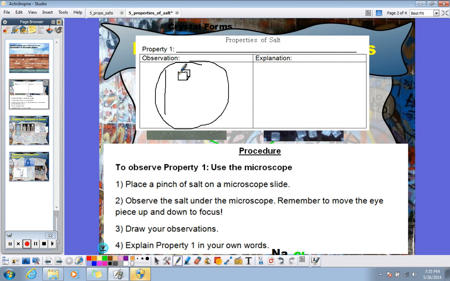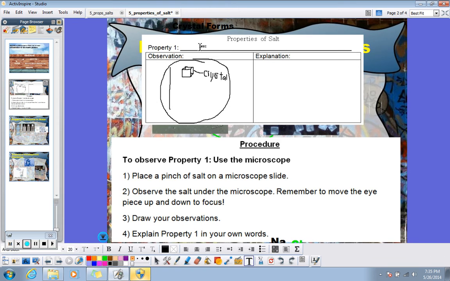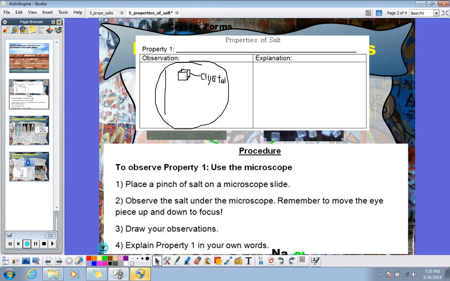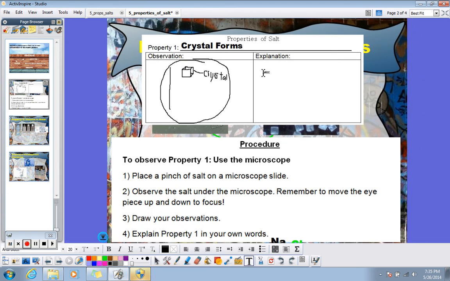And you might do that as many salt crystals as you can see. You might write the word crystal. You should definitely label everything in your drawing. You could maybe use better handwriting than I'm able to do right now. And then under explanation, you need to explain what you see here. So property number 1, we know, is crystal form. So what are you going to say to the 4th graders in order for them to understand this property?